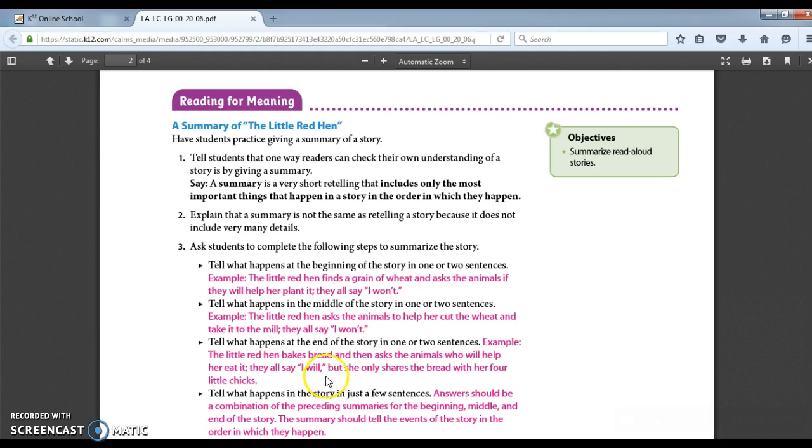And then the last thing that happens is that she bakes bread and she asks the animals who's going to help her eat the bread, and they all say, we will. But she only shares the bread with her 4 little chicks. That would be a summary of the story, and I told it to you in the order in which it happened.